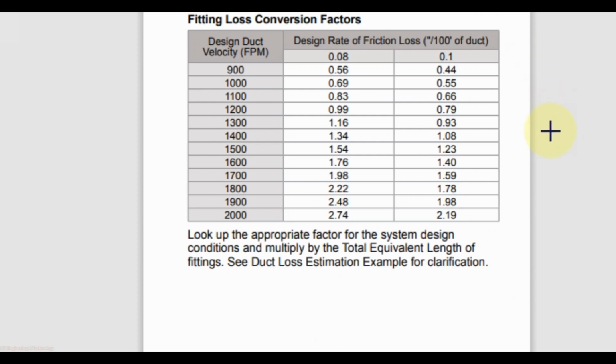These tables are created based on the velocity in the duct of 1300 fpm and friction loss rate of 0.1 water gauge per 100 feet of duct. If you have different velocity, so for a more accurate result, if your friction rate is 0.1, then you can multiply this equivalent length by this factor. If the friction loss in your duct is 0.08, then you can multiply the equivalent length by this factor.